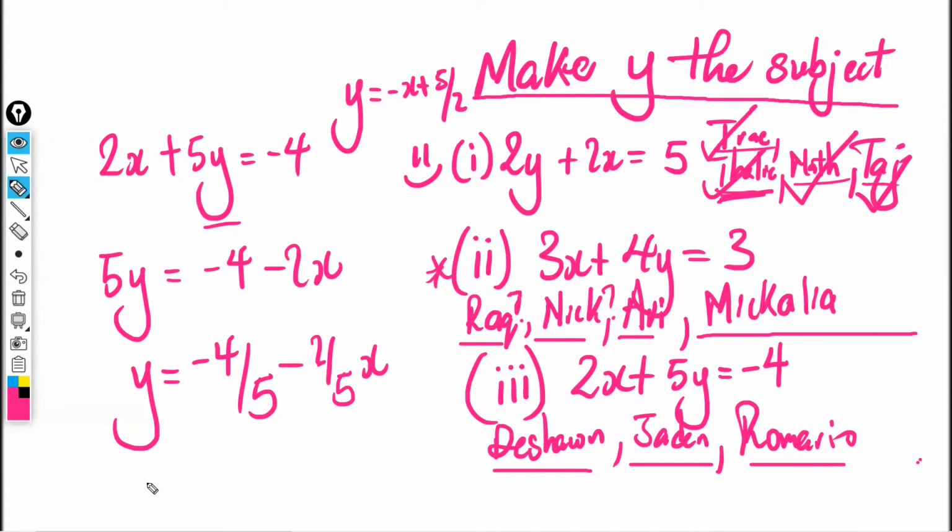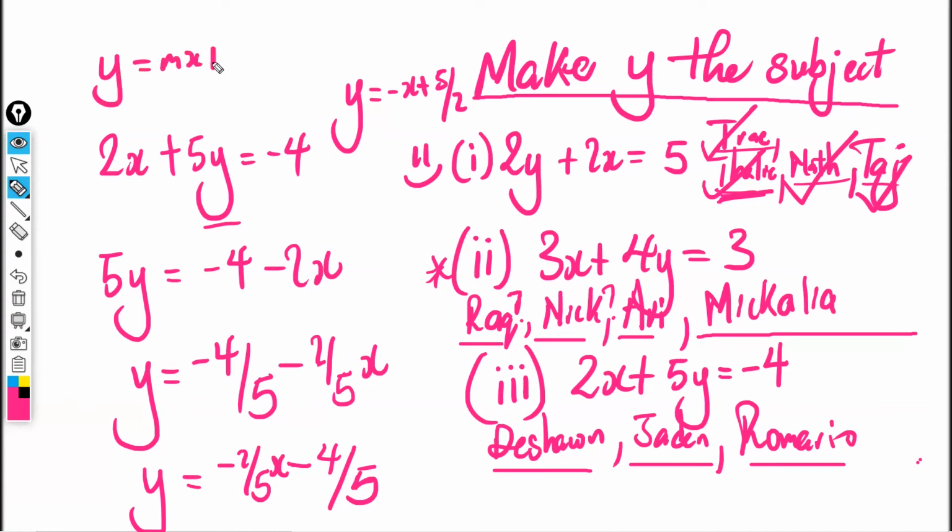So this is what you should get, guys. And then if you write it in the form y is equal to mx plus c, you should get y equals negative 2 over 5x minus 4 over 5. And that's in the same form, y is equal to mx plus c.